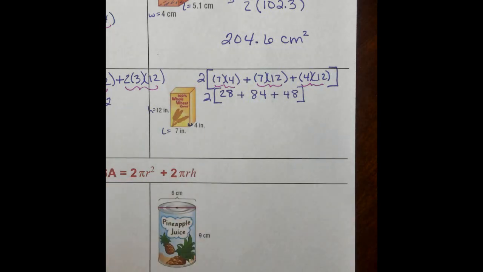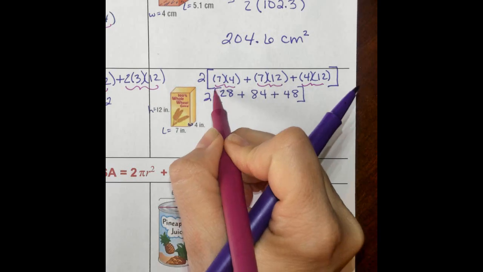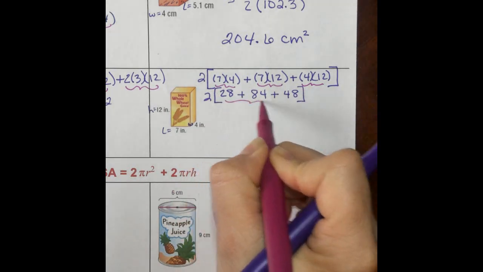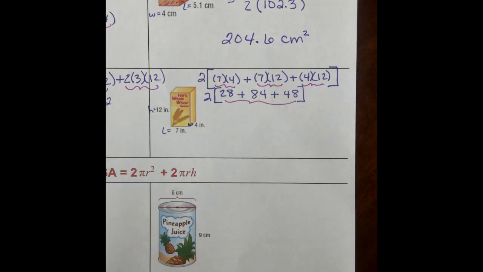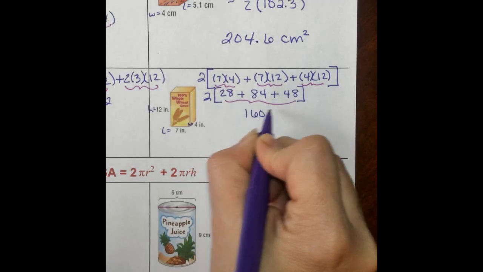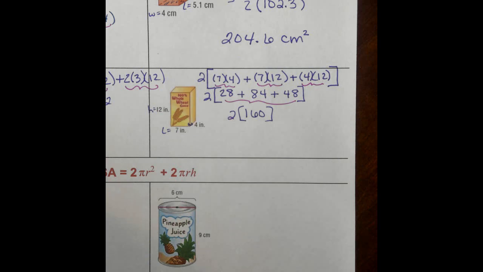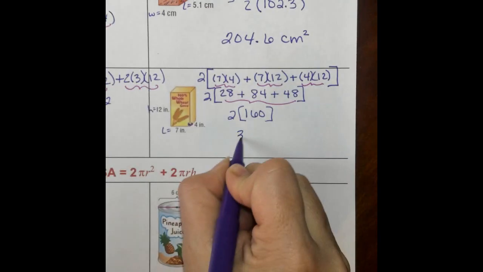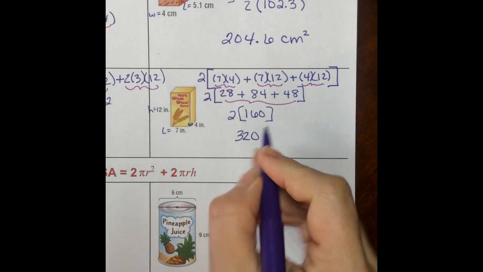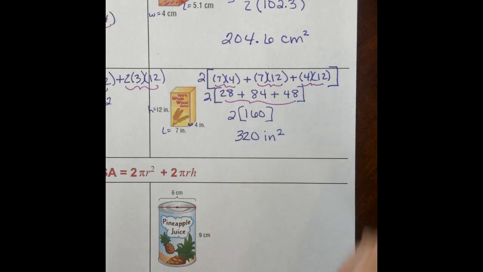Oops, I multiplied them. It's not going to give me the right answer. Okay, so when I do what's inside first, because remember, brackets are just like parentheses, so we got to do this first. I come up with 160 times, bring down the 2, and we come up with 320, and that would be inches squared.